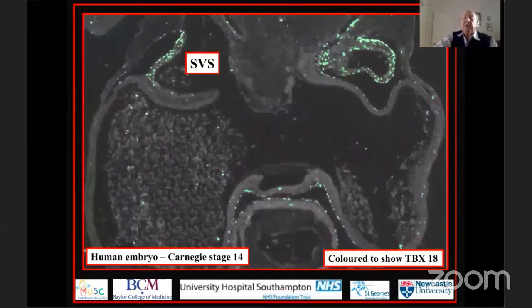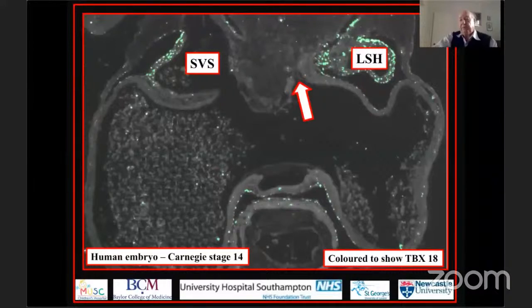So there in green, you see the walls of the systemic venous sinus, and again in green, you see the walls of the left sinus horn. Now, if the pulmonary vein truly originated from the sinus venosus, it too would be stained in green. But there is the opening between the pulmonary ridges, the reflections of the dorsal mesocardium, and as you see, there is no green tissue.